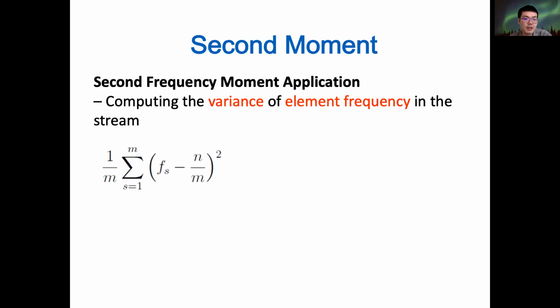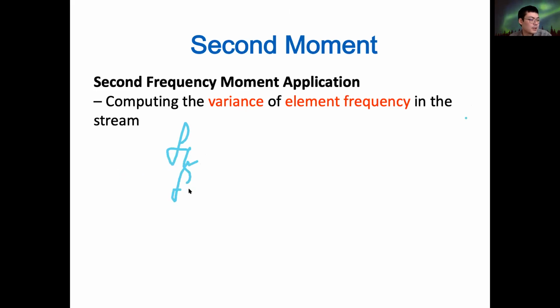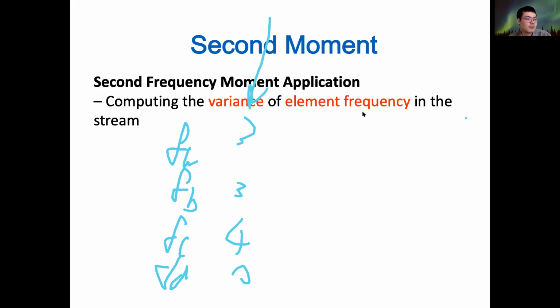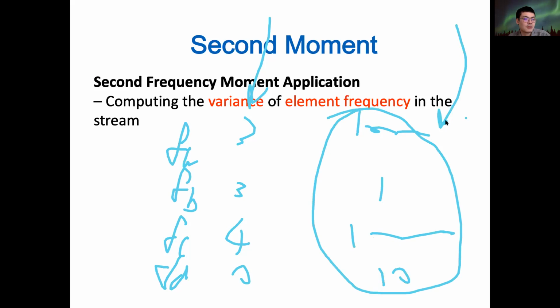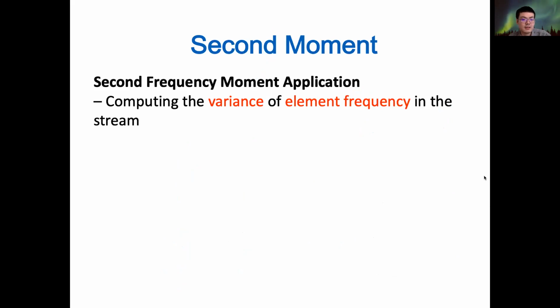So how is the frequency? If you remember, we have FA, FB, FC, FD, then we have 3, 3, 4, 0. So what's the variance of it? This variance may be okay, but if you have another distribution which is 1,000, so this is 1 million, and this may be 10. Then this variance is huge, right? So it's not so good in terms of fairness. And maybe this is a target that is frequently visited. So if you want to estimate the variance of the element frequency, then the second moment will be useful. Let's take a look at why this is the case.